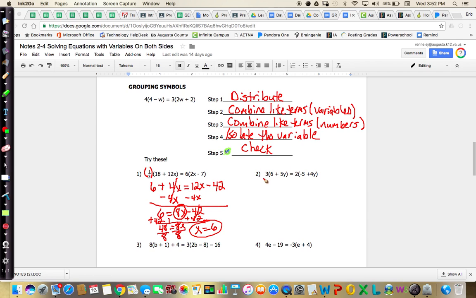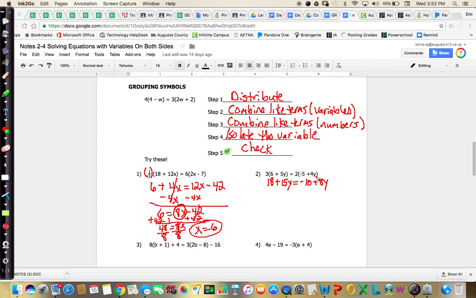Okay, number 2, we're going to distribute on both sides. So 3 times 6 is 18. 3 times 5y is 15y. 2 times negative 5 is negative 10. And 2 times 4y is 8y. I'm going to put plus 8y.